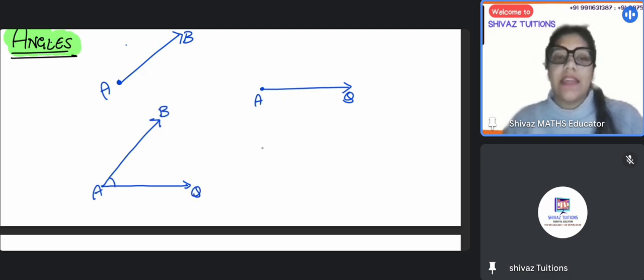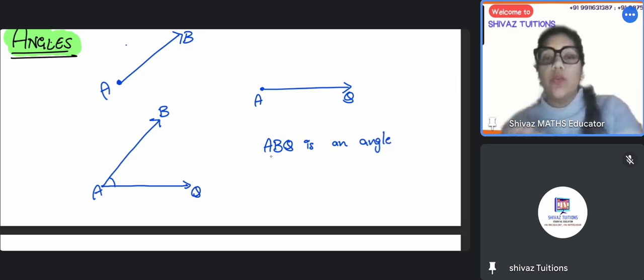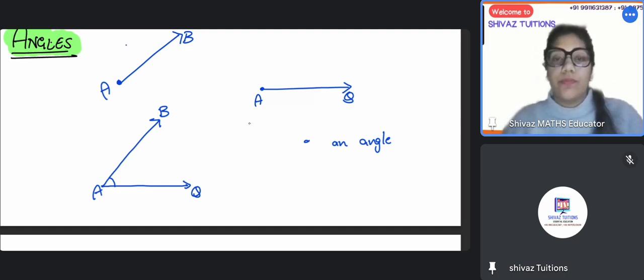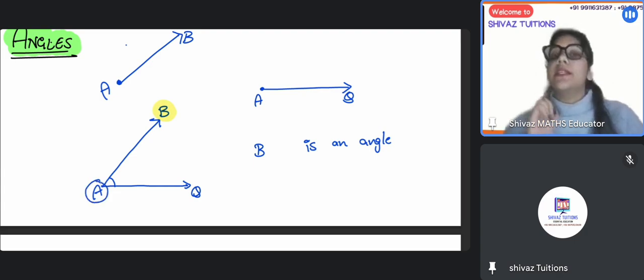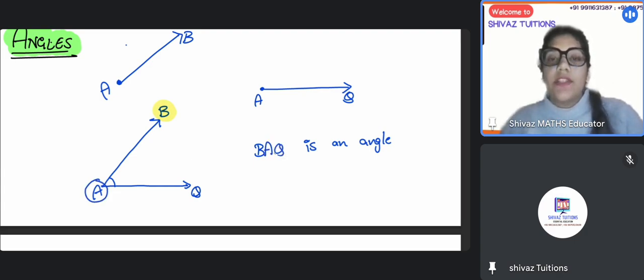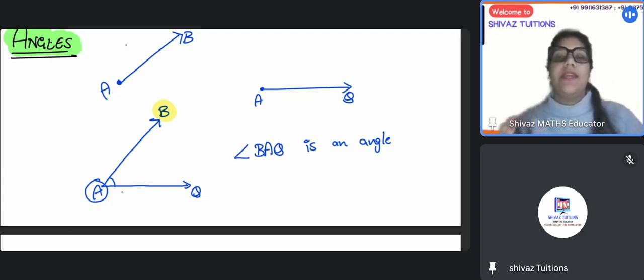So now I can say ABQ is an angle. And how do we mention an angle? Before our name ABQ, sorry, it should be BAQ. Let me tell you the naming of angle also. How we name an angle: firstly we write the first alphabet of the starting of your angle, that is B. Then the fixed point always comes in the center, so that is A. Now it is Q, and before your name you will make an angle sign like this. So angle BAQ is an angle.